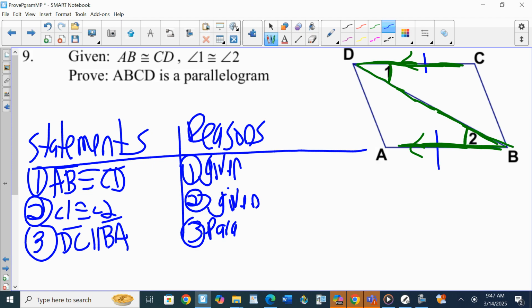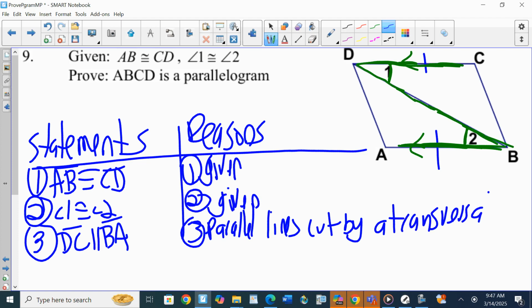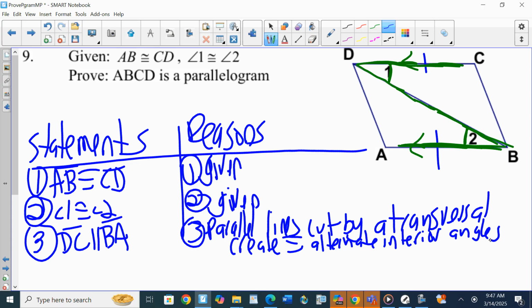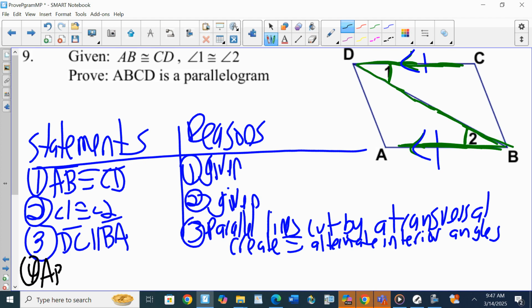Parallel lines cut by a transversal create congruent alternate interior angles. We already did a mini proof lesson on this. Now, do I have one of my 5 pictures? Yes. I have one pair of opposite sides congruent and parallel. So now I can state that ABCD is a parallelogram.